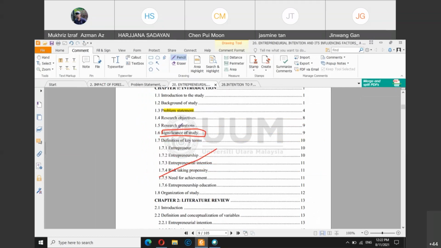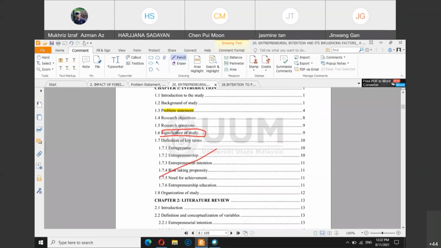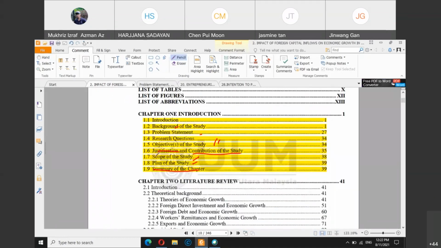So who will benefit, so that you can discuss more in the significance of the study, which is basically an extension. You can discuss something similar to what you write in paragraph 3 or the last paragraph in your problem statement, but you can provide more argument, more discussion in the significance of your study. Okay, so the scope of the study is just maybe 1 or 2 lines only.